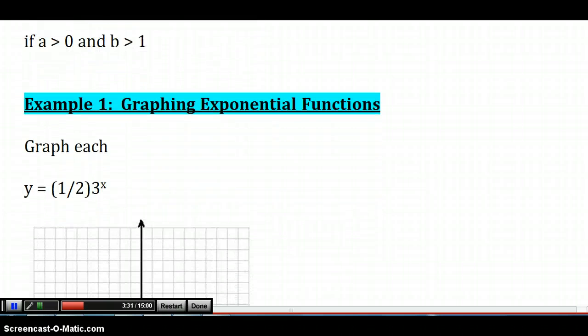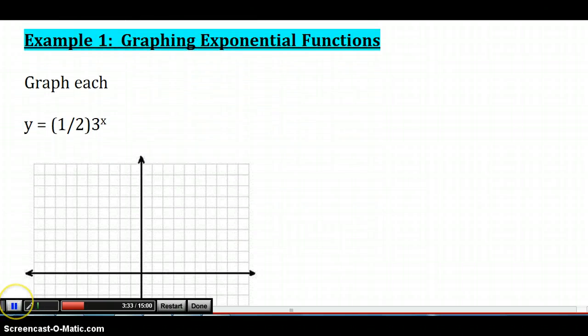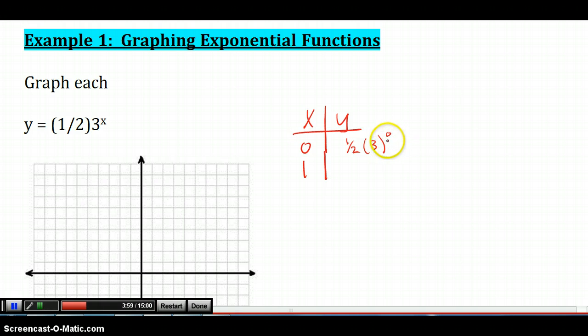So let's look at graphing exponential functions. This is how you're going to graph these. You're going to plug in the numbers 0 and 1 and graph those 2 points, and you should be able to create your curve from those 2 points. So you are going to plug in 0 and 1, because they're pretty simple. If you plug in 0 for x, you get 1/2 times 3 to the power of 0. I hope you remember that anything to the power of 0 is 1, so we just get 1/2.